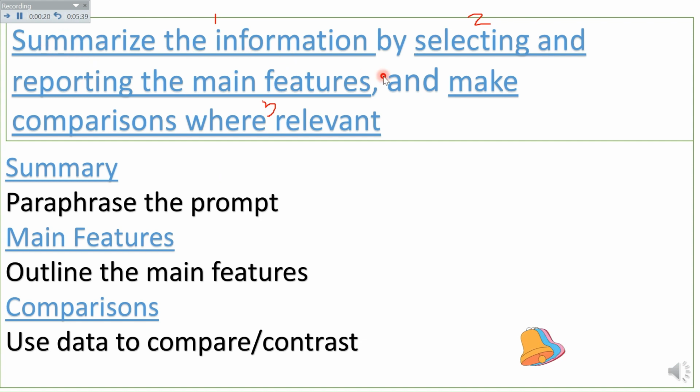In the last section we saw the prompt. So this is basically the structure, three steps. Main feature, outline the main feature. We need to outline the main feature. And the third one is comparison, use data to compare. And these are three steps to solve each writing task. They will stay the same for each writing task one in academic writing.